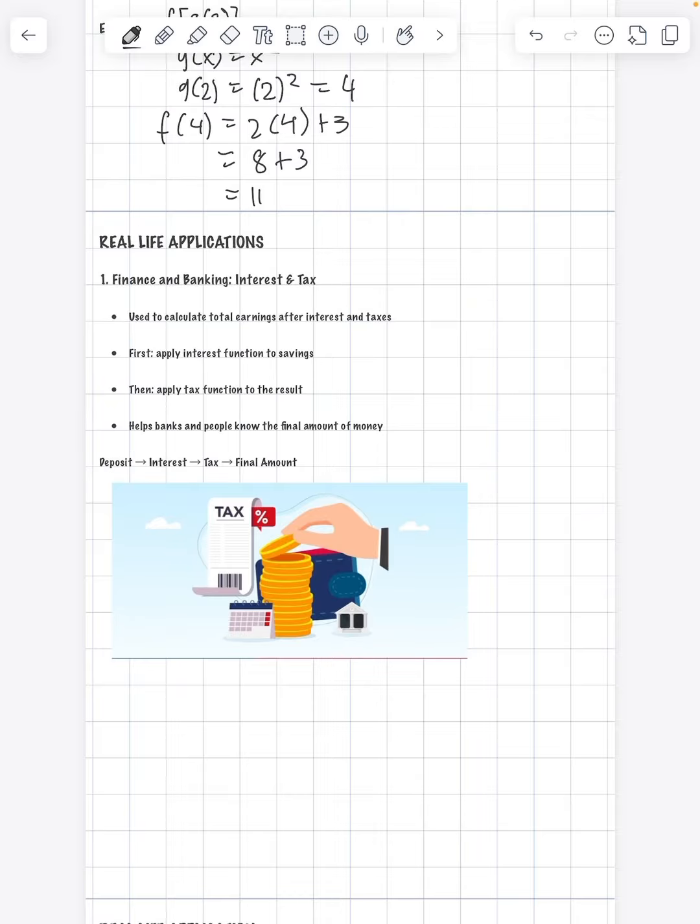One real-life application of this would be interest and tax in finance and banking. Composition of functions is useful in finance, especially when calculating interest and taxes. Banks use it to figure out how much money a person earns after adding interest and then subtracting taxes. For example, they first calculate how much interest you earn on your savings and then apply a tax function to that result. This helps people know their final balance and helps banks give accurate financial advice.